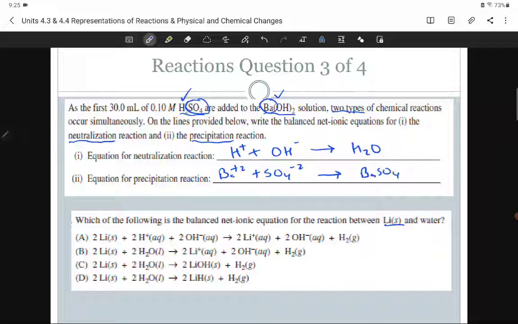Reactions with metals, in this case lithium, and water. They always give you the same types of reactions. They will make a base and hydrogen gas. So hydrogen gas, hydrogen gas, hydrogen gas, hydrogen gas. So that's not going to really help us out. Base, lithium hydroxide, lithium hydroxide, lithium hydroxide, lithium hydride. So we don't like that one. So D's off the board.